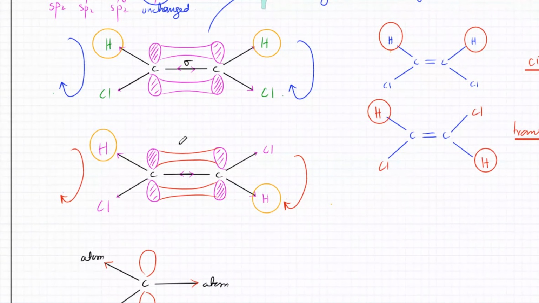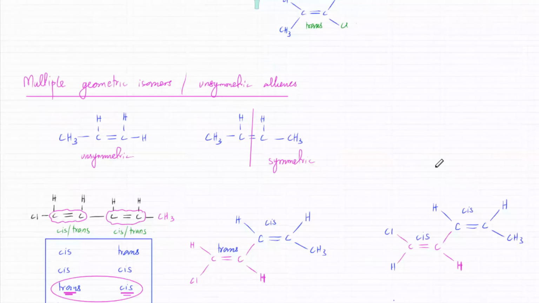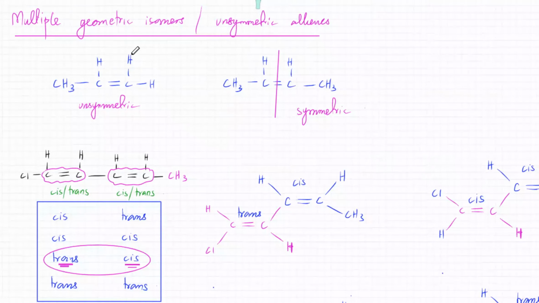You can't rotate the molecule around a double bond, which is why the H's would always be pointing in opposite directions. Over there, the H's are pointing in the same direction. So that's cis, and this one is trans, right? So we did that, and then we did unsymmetric alkenes, and I told you that an unsymmetric alkene is where the left and right side is different.